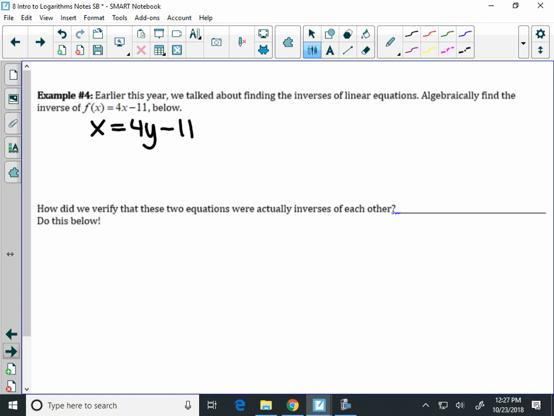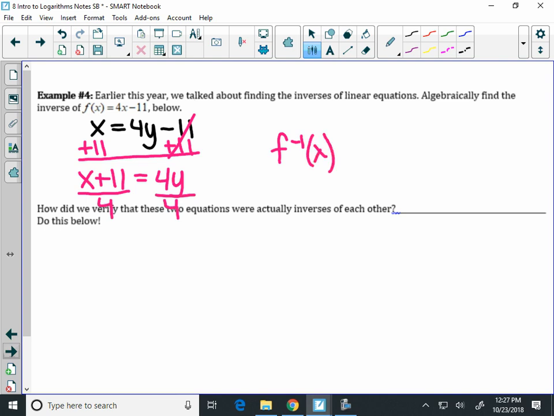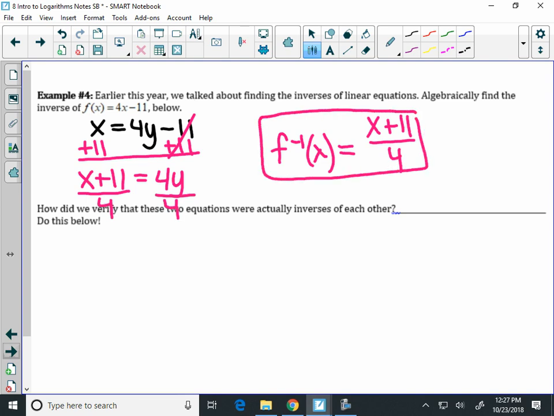So you would add 11 to both sides. x plus 11 equals 4y, and then you divide it by 4. And when you divide it by 4, we called that the inverse, f inverse of x. And that equation was x plus 11 over 4. Easy, remember doing that? Not too long ago. So that's where we've seen inverses here.